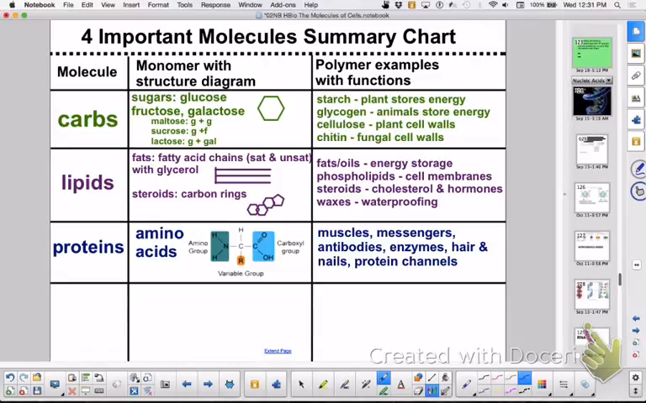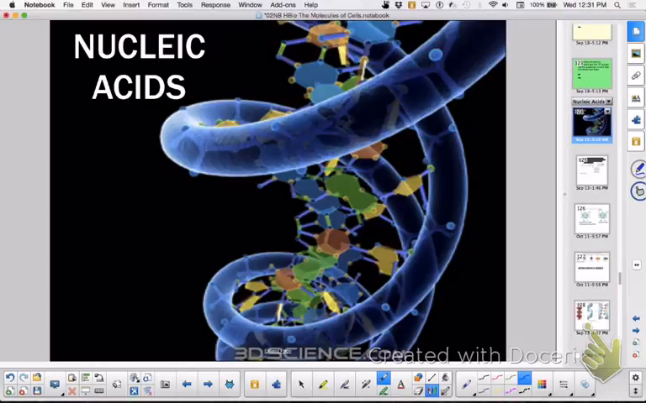Okay, that brings us to our last one, so we can start doing some clicker questions. Nucleic acids. And nucleic acids are built out of what?